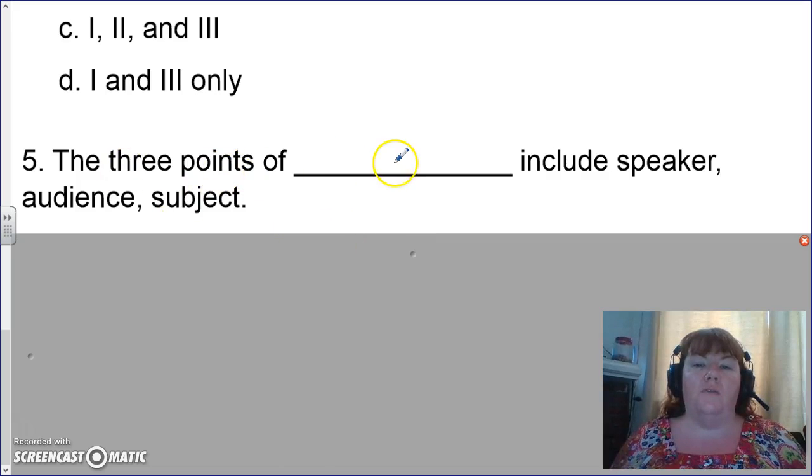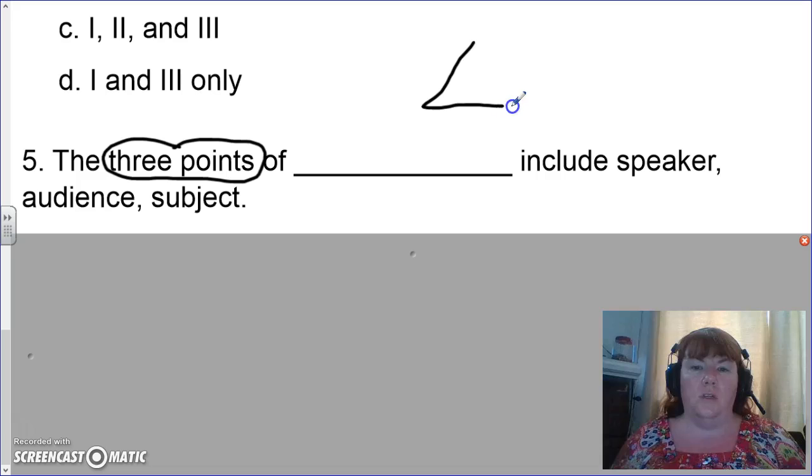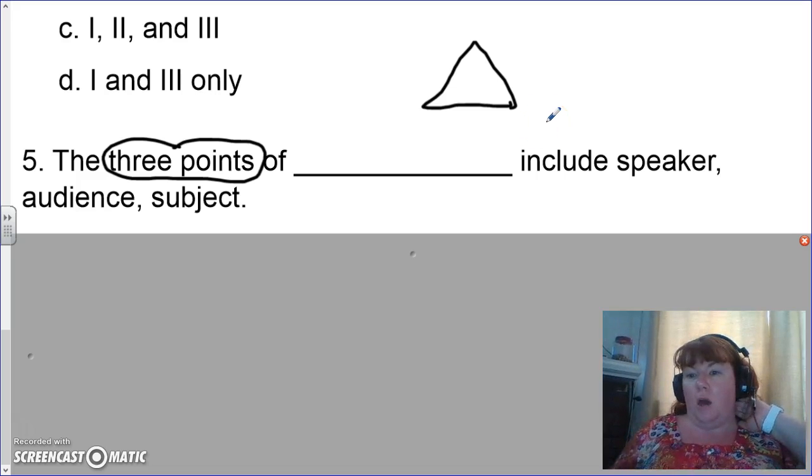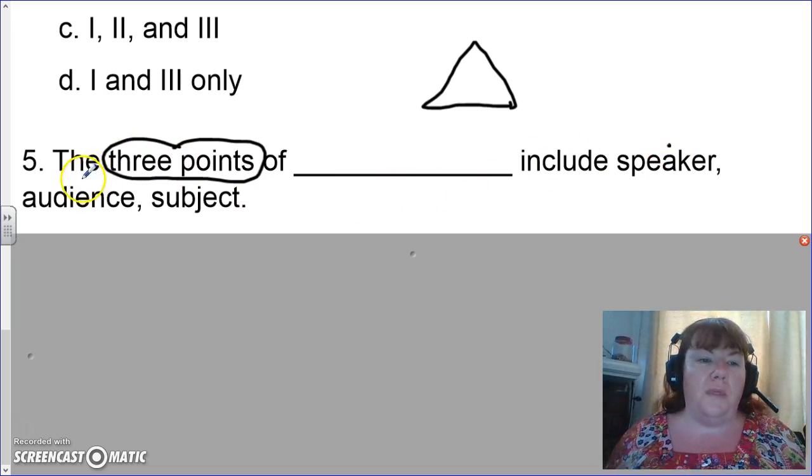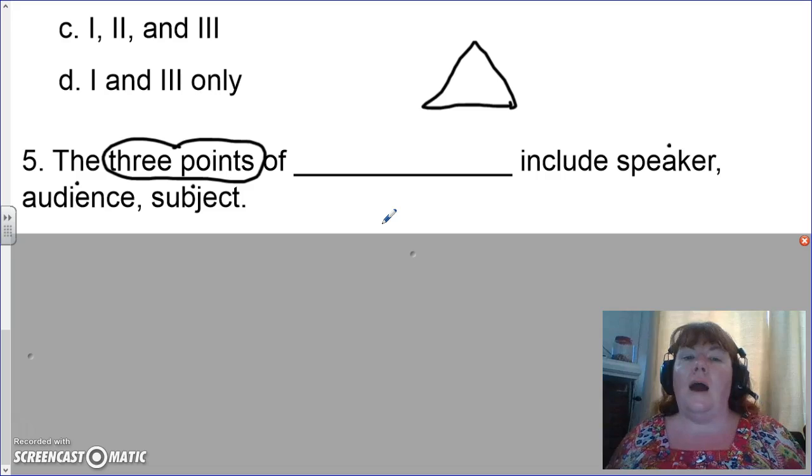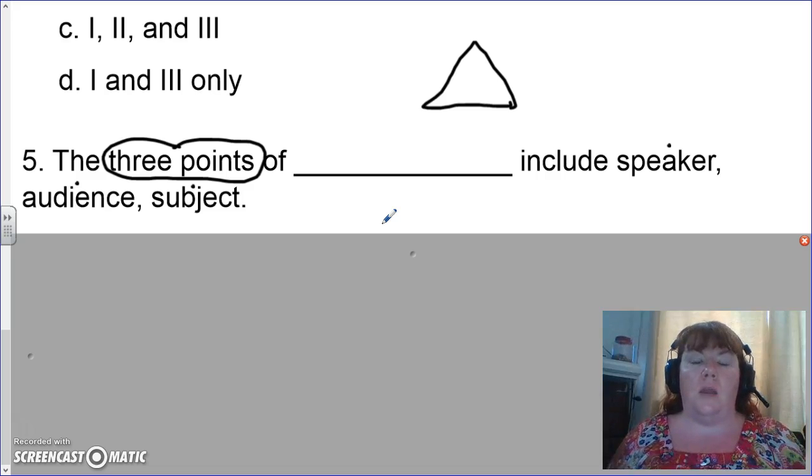So the 3 points of blank include speaker, audience, and subject. 3 points gives you a clue. The only thing that we have covered this week and a half that has 3 points is a triangle. So look at the hints and the clues. It's very much in the context aspects. Plus you should remember the idea of the audience, the subject, and the speaker. Now with a question like this that refers to Aristotle's triangle, I will accept 2 different answers. I would accept Aristotle's triangle. I would accept Aristotle's rhetorical triangle. Either is perfectly fine and correct.